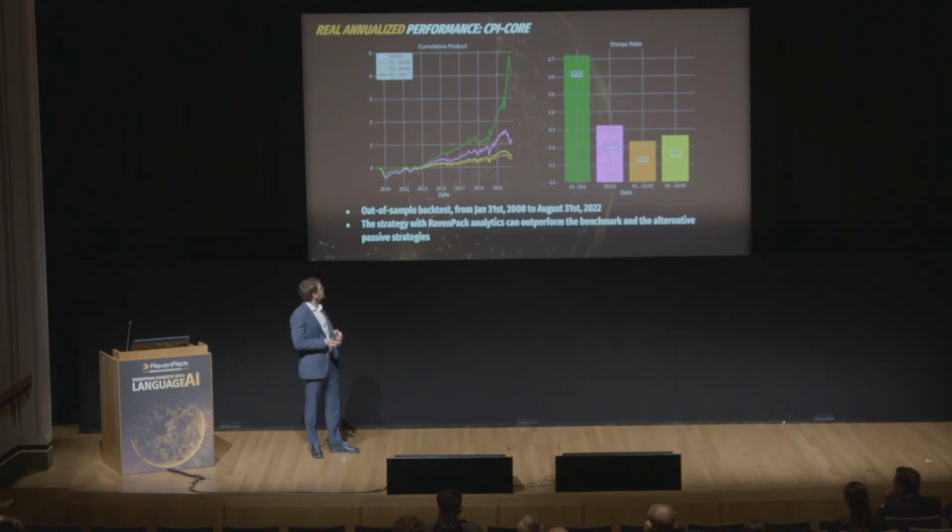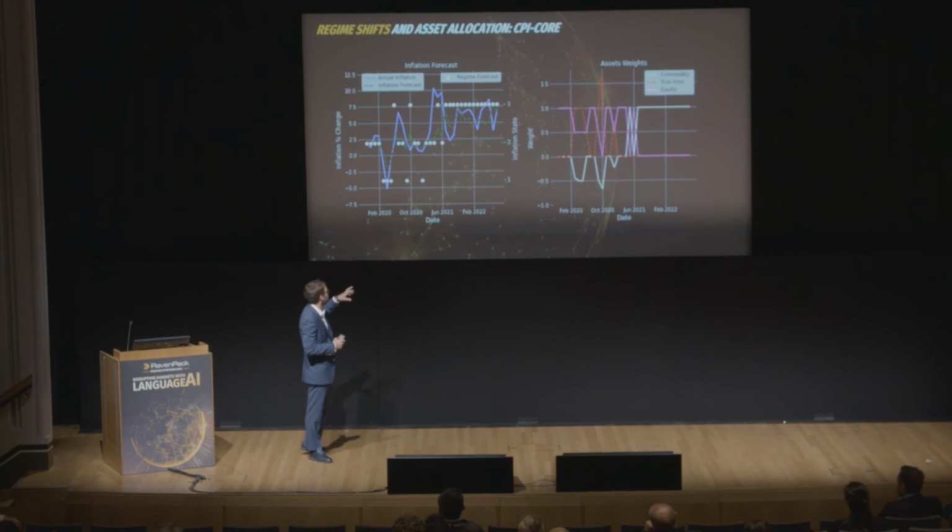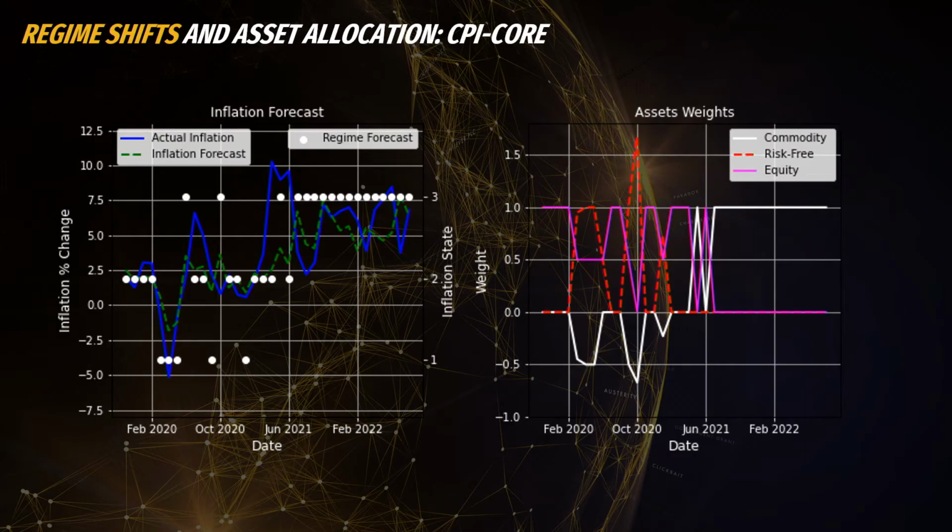This is the output of our model. That's just the application of the strategy. So what we predict is the inflation forecast, that is the green line. We predict the regime of the inflation, that is the white dot. So you can see on the right side is state 1, 2, and 3.